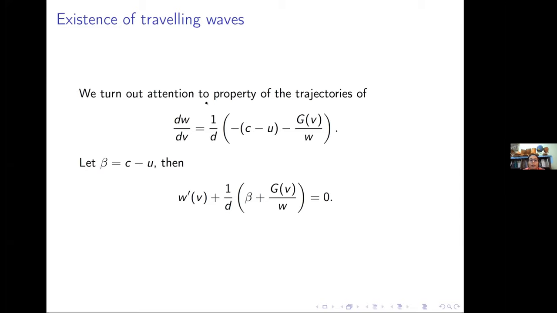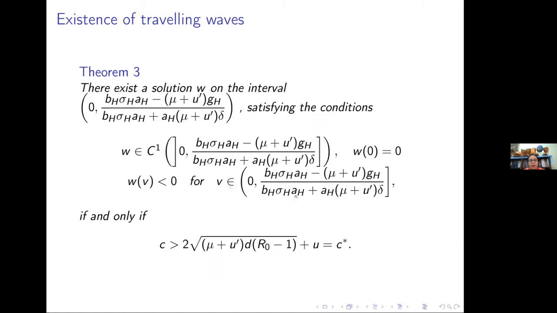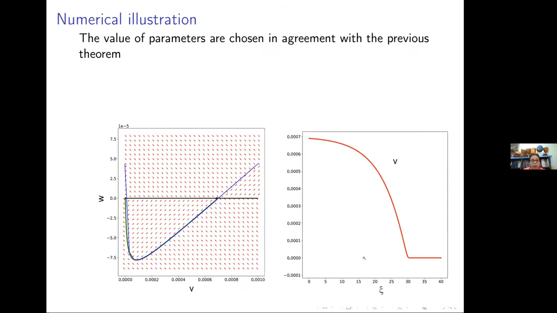Now we turn our attention to the property of the trajectory. We consider this equation, and then we give Theorem 3. There exists a solution W on this interval satisfying this condition if and only if c is greater than the critical wave speed. The critical speed we can find from Theorem 2.